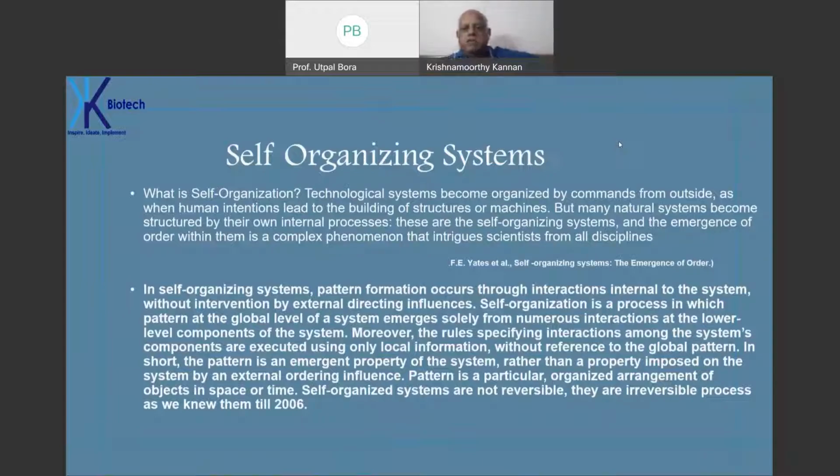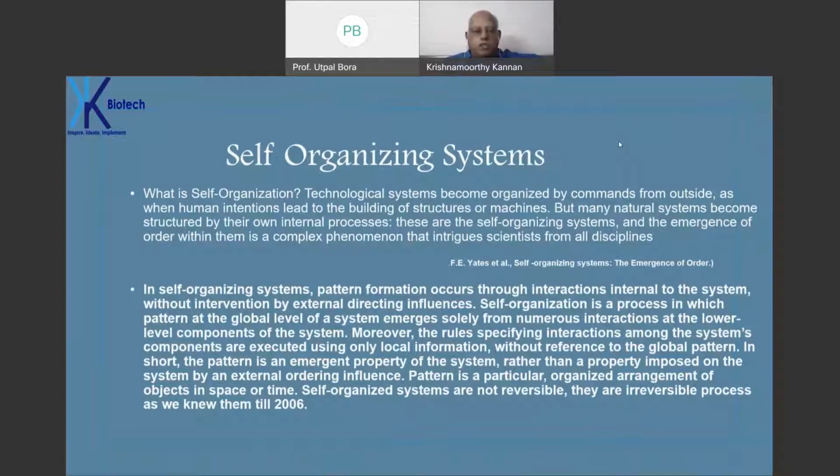And these are self-organizing systems, and the emergence of order within them is a complex phenomenon that intrigues scientists from all disciplines. In self-organizing systems, pattern formation occurs through interactions internal to the system. And I'll show you some beautiful experiments shortly, but keep this in mind, because I can do that by just shifting some cells and create something very interesting without intervention by external directing influences.